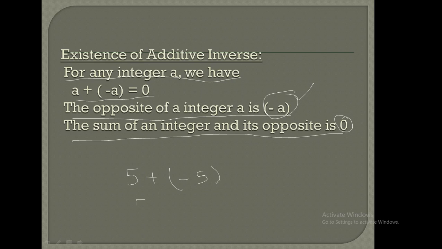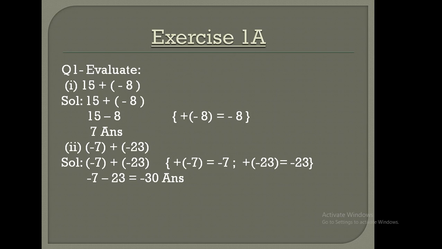When we open this bracket, outside of the bracket is a plus sign and inside is minus. So 5 minus 5 will come 0. So the additive inverse of 5 is minus 5. Minus 5 is the answer. Now we will move to the next, that is the exercise.